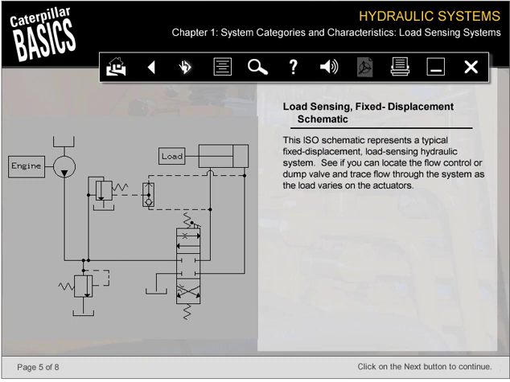This ISO schematic represents a typical fixed displacement load sensing hydraulic system. See if you can locate the flow control or dump valve and trace flow through the system as the load varies on the actuators.